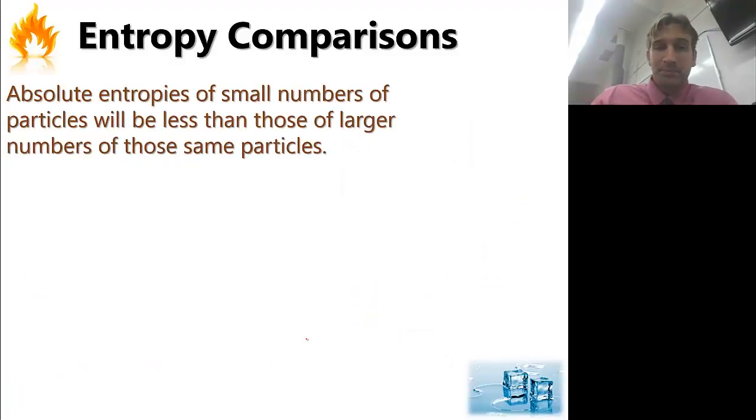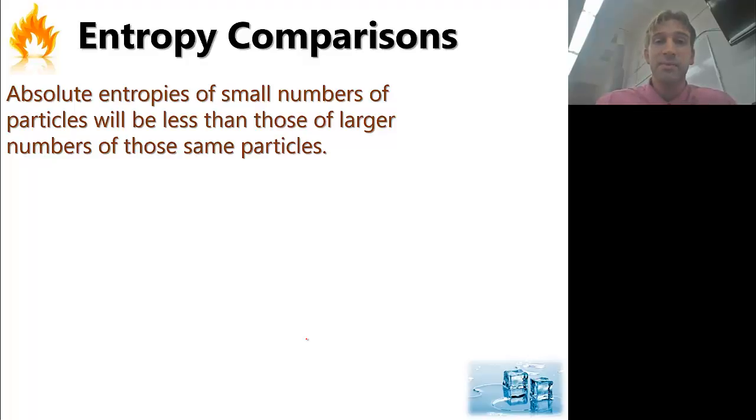Now, we've talked about states of matter. Now we need to talk about the number of particles that are present. If you have 1 mole of gas particles compared to 2 moles of gas particles, the larger number of particles has more possible positions and more randomness and more scatteredness about it. So we would say that the more moles of a substance you have, the more entropy would exist within that system.